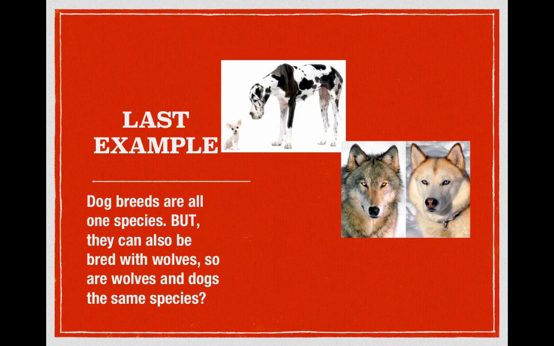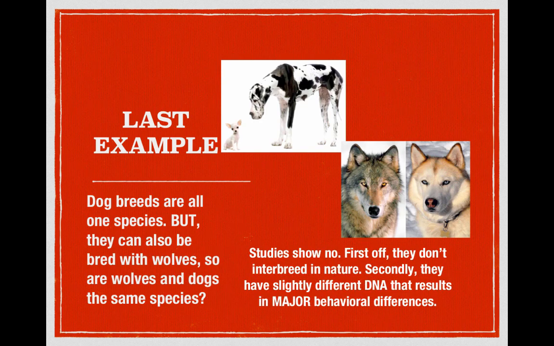We already talked about dog breeds, but are dogs separate from wolves? Most people say yes, but dogs and wolves can breed with one another and make viable offspring. Some people do that from time to time, and that begs the question: is this a good definition for species or not? Studies show that they are not the same species because they don't interbreed in nature. There are also some major behavioral differences in dogs and wolves. So this definition of whether they can interbreed is not a perfect definition. Just keep that in mind as we keep going through here.